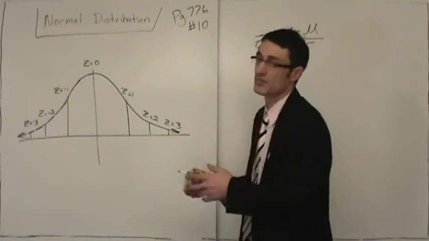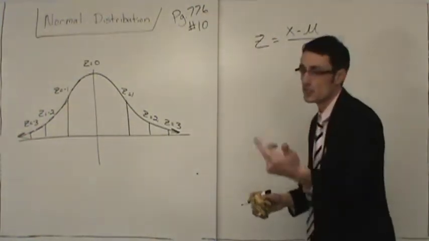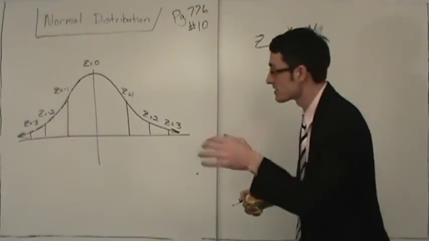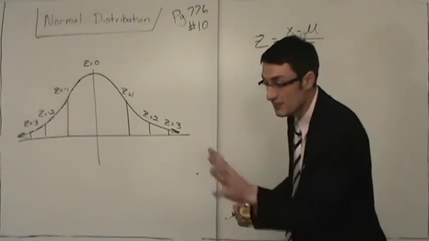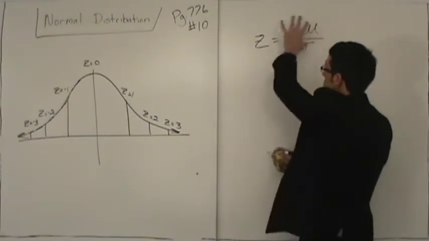If you don't have those in your notes, make sure you go back to the last video and get that 2-part definition down. The first part was the number of standard deviations to the left or right of the mean. That's what z-score is, and then the formula. We're going to be using the formula today.